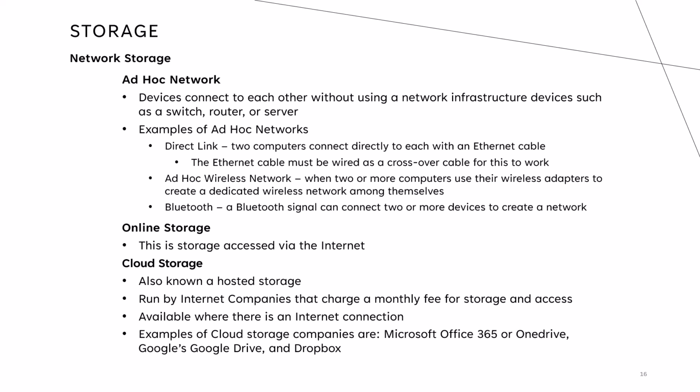You can have an ad hoc wireless network. 2 or more computers use their wireless adapters to create a dedicated wireless network among themselves. So it's not connected to a corporate network, not connected to the coffee shop network. It's just a network among themselves. And in some cases, you can use Bluetooth to connect 2 or more devices to create a network.